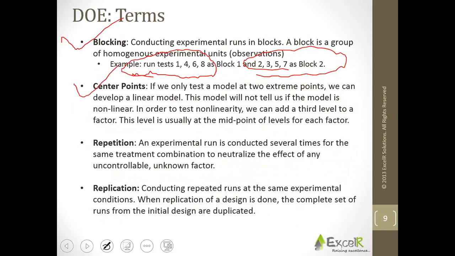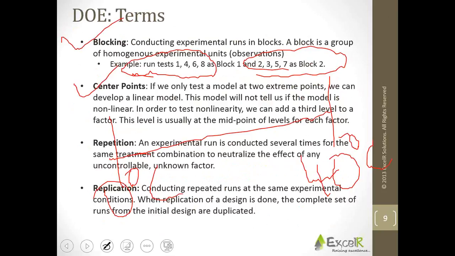Then I have center points. If we only test a model at two extreme points, that is if I test a model at 0 degrees and 40 degrees, then always this particular line would be linear. Linear means a straight line, right? This model will not tell us if the model is non-linear or not. Even if a model is in reality non-linear, if you're using only two extreme points, then you will see a linear model, a straight line.